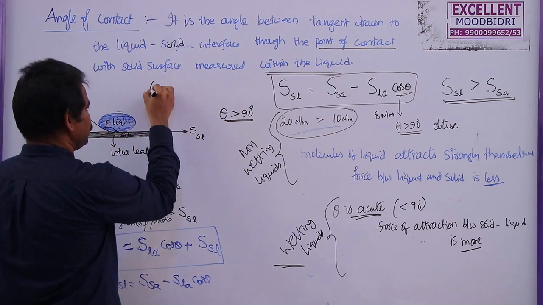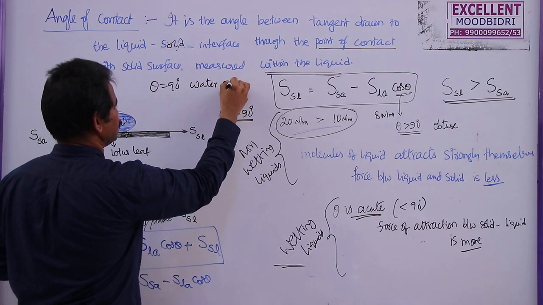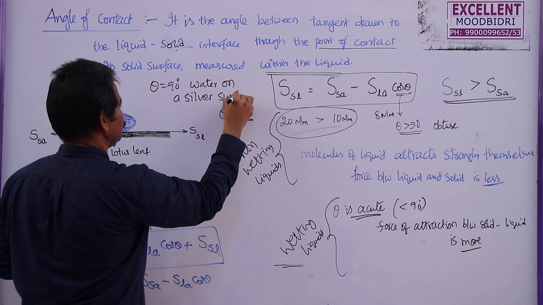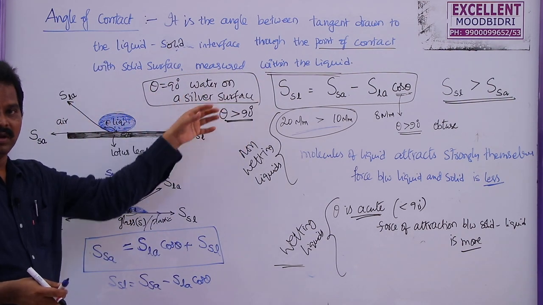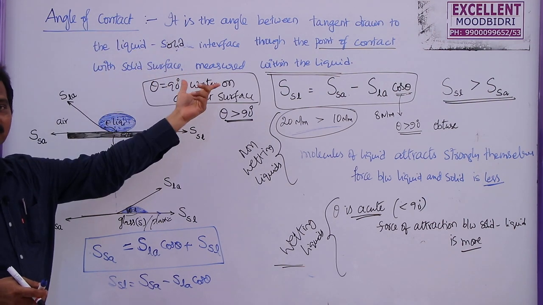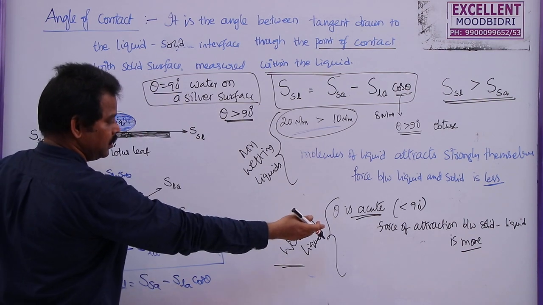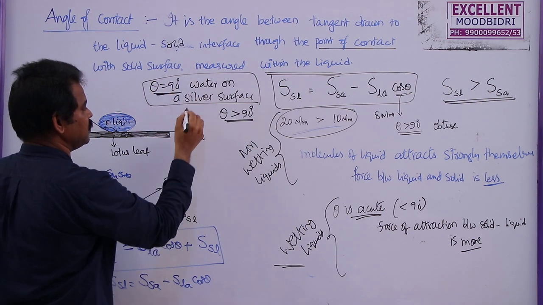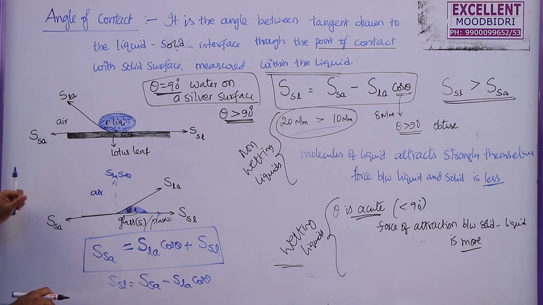And it is found that theta is exactly 90 when water is placed on a silver surface. So theta is not constant for a given liquid. Theta, that is angle of contact, always depends upon the other surface with which it is in contact. So theta is less than 90 if it is plastic or glass, theta is exactly 90 if a water-silver surface is taken, theta is greater than 90 if water and lotus leaf are considered.